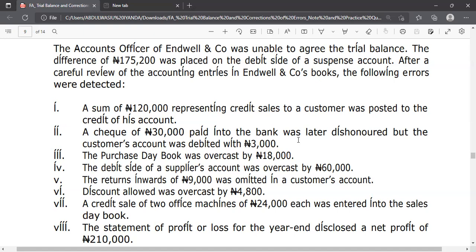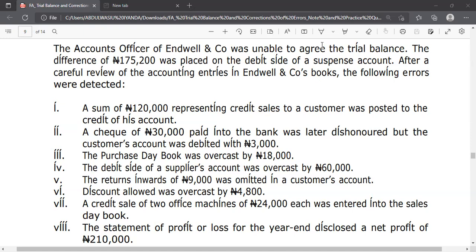Yes, please hold on. Let me identify you by name. Oluwasegun, please go ahead. You're raising your hand. The 30,000 naira that was paid into the bank, the 30,000 naira is supposed to be an account payable. No, hold on. It's correct. What I'm saying is that it's correct.